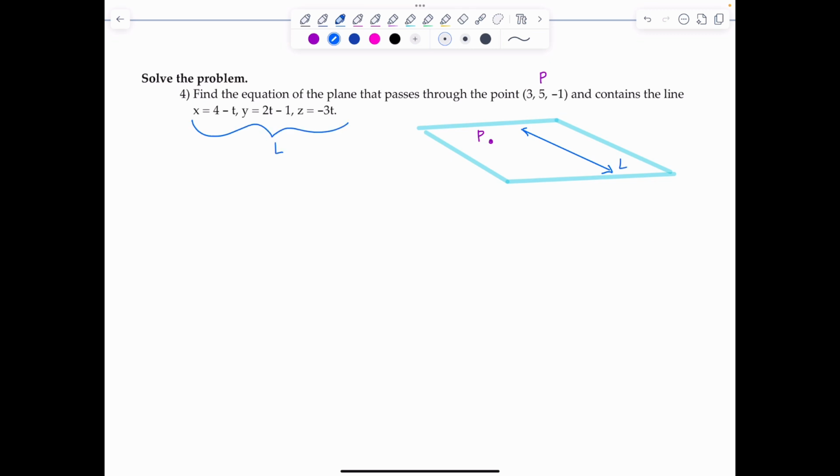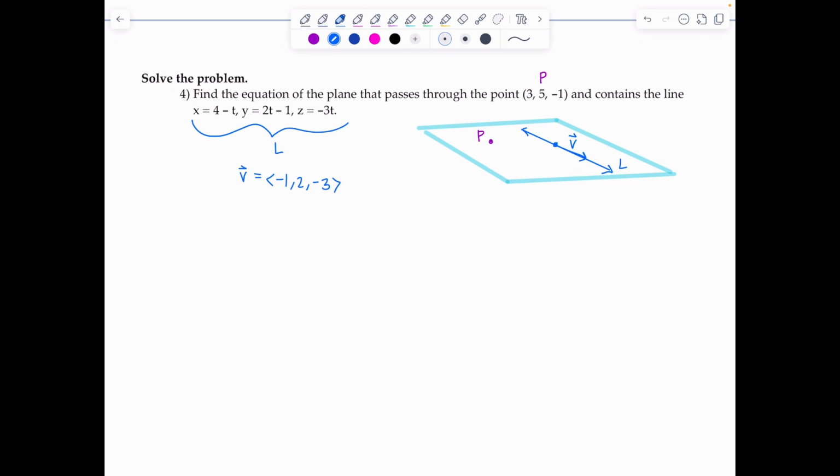Well, I need a vector that's normal to the plane. How do I make a vector normal to the plane? If I take the cross product of 2 vectors that are in the plane. And they've given me enough tools to do that. The direction vector of this line is in the plane. The direction vector of the line has components -1, 2, -3. All I need now is one more vector in the plane, and then I can cross it with V and get a vector that's normal to the plane.